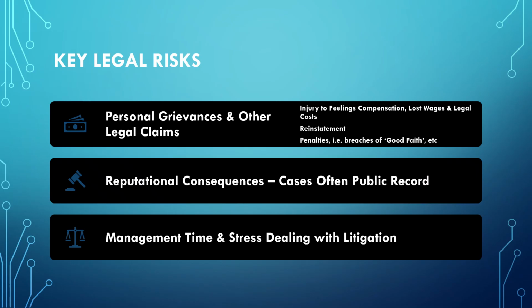Key legal risks at a very high level. Where employers get it wrong or fail to adequately, sufficiently, or correctly manage a performance management process or formal process to address an employee's substandard performance, it can risk exposure to successful personal grievance claims and other legal claims. Potential remedies at a high level are the standard things like injury to feelings compensation, or so-called humiliation, lost wages, and legal costs.